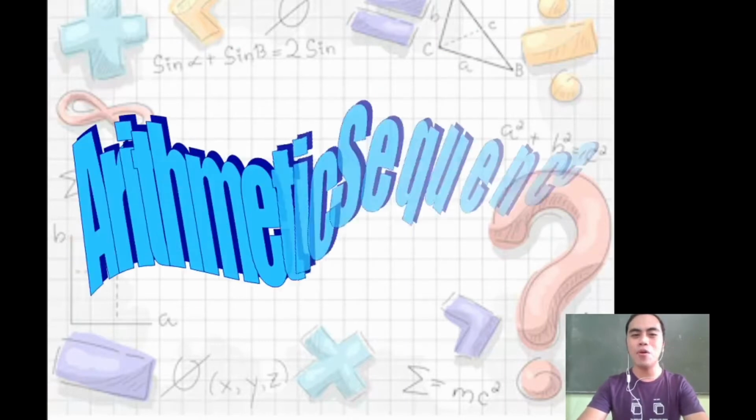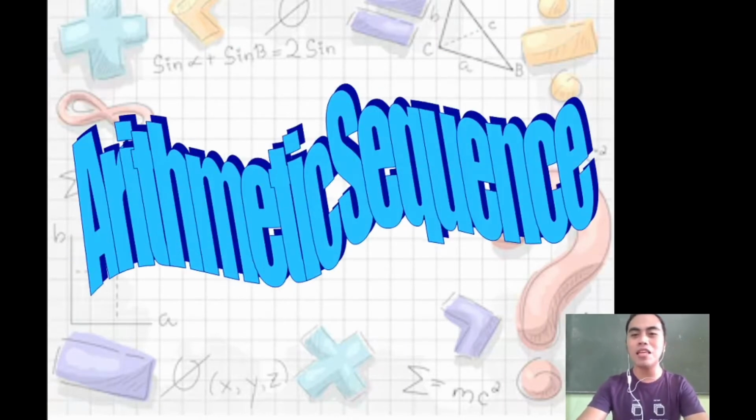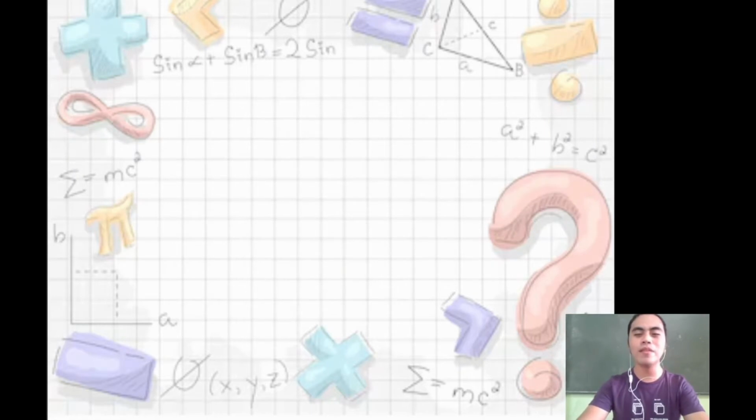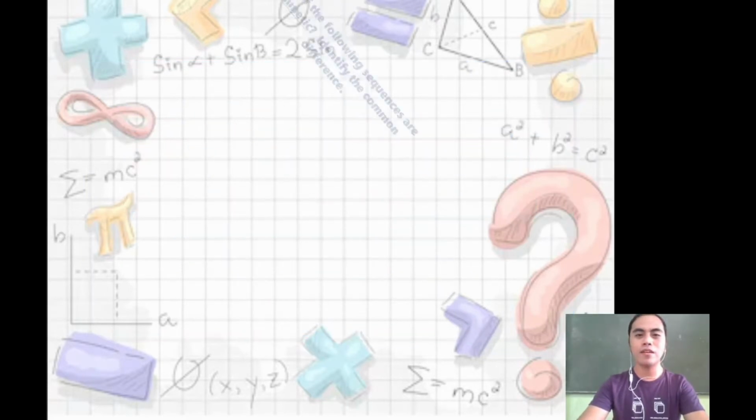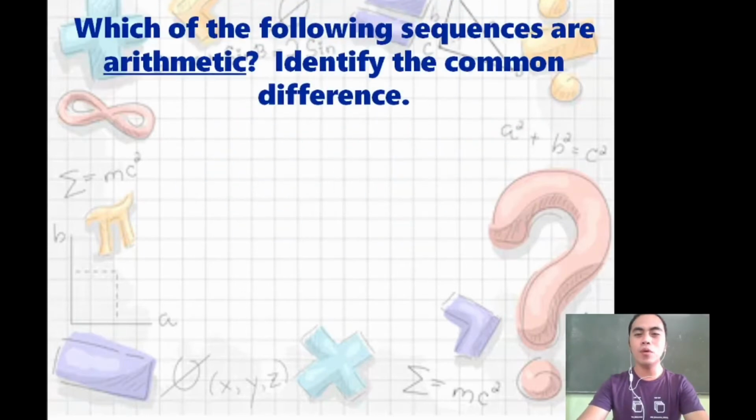So now, what is an arithmetic sequence? An arithmetic sequence is defined as a sequence in which there is a common difference between consecutive terms. So which of the following sequences are arithmetic? Identify the common difference.